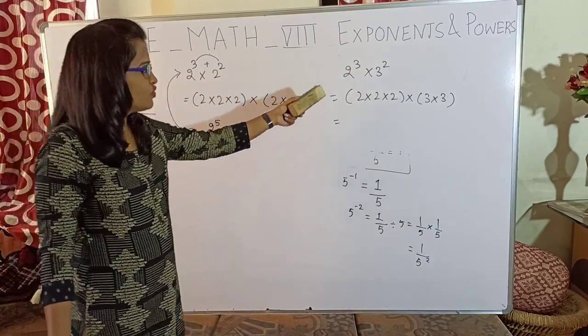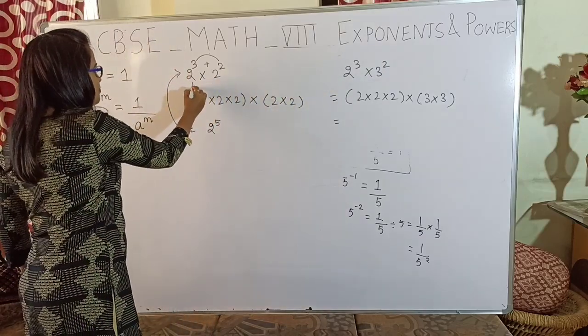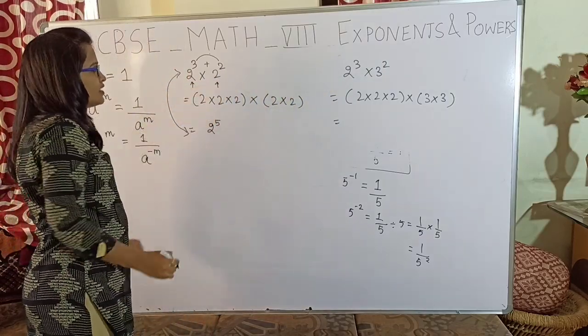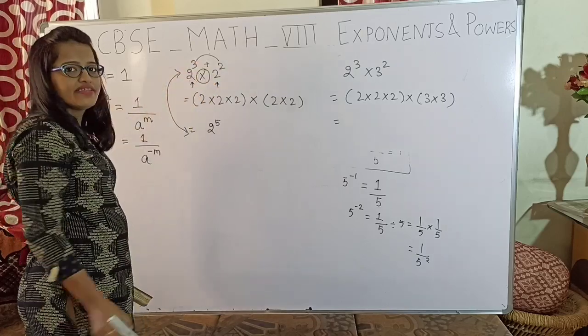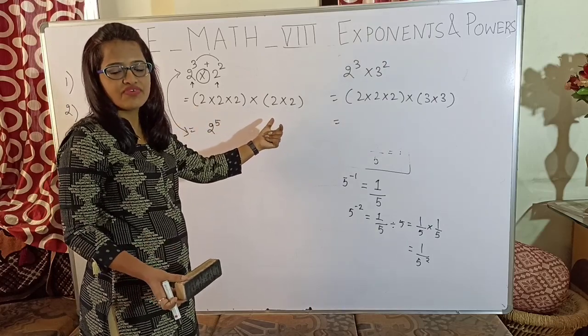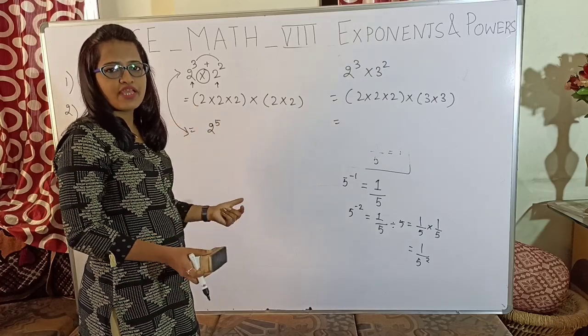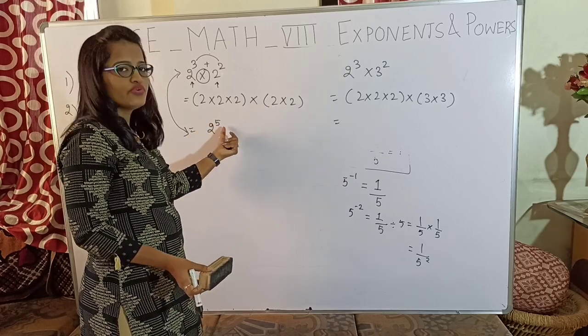Yes. So if you compare these two examples, you can see only when the base was the same and there was a multiplication sign, I could add the index. Why multiplication sign? Because in an exponent we are multiplying the number with itself. So if you are multiplying more times the same number, definitely that will get added to your index.